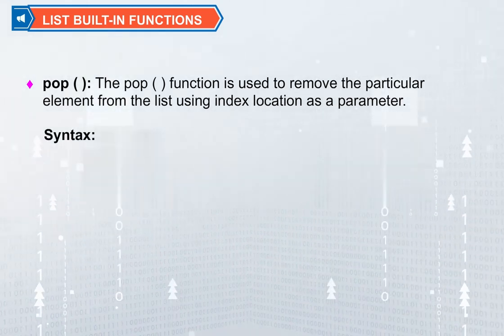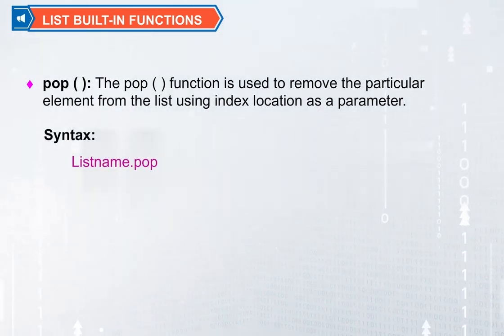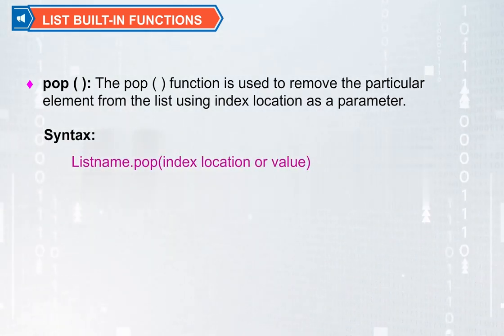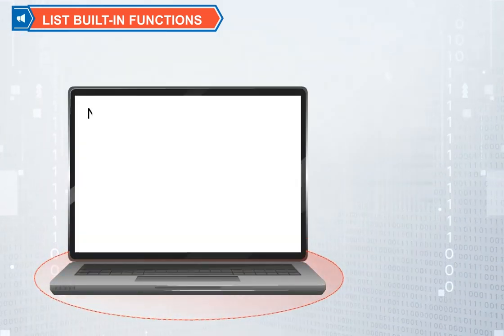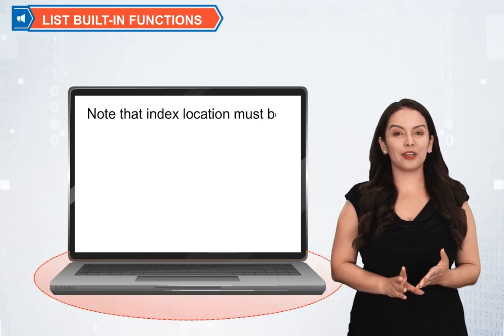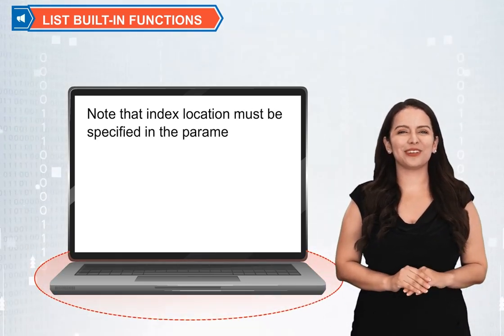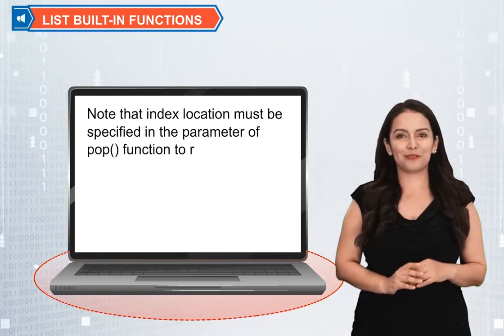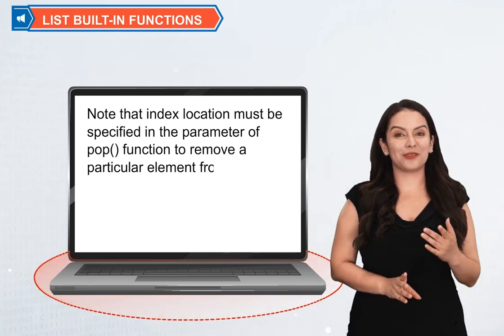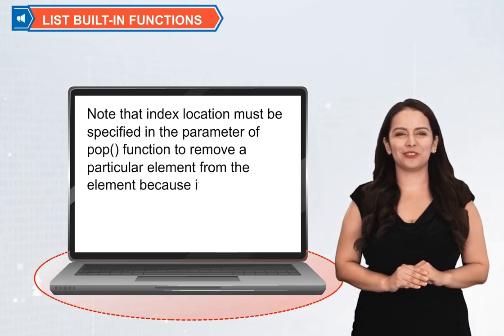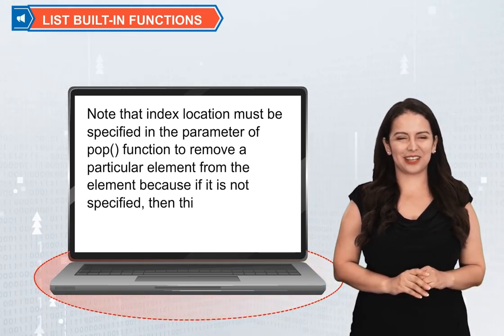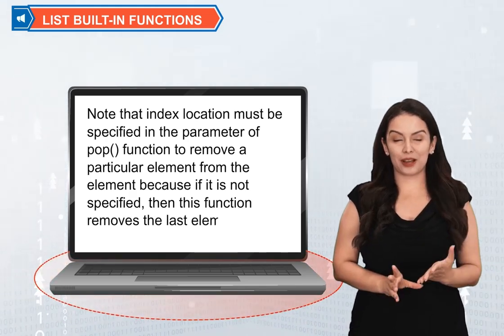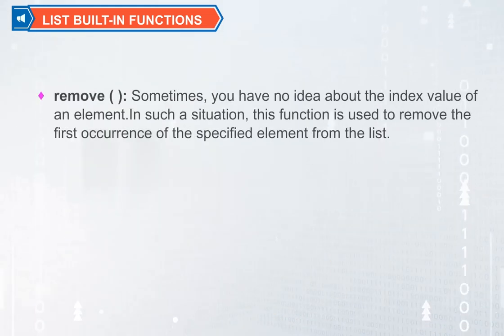Pop. The pop function is used to remove a particular element from the list using index location as a parameter. Syntax: list_name.pop(index location). Program. Output. Note that the index location must be specified in the parameter of the pop function to remove a particular element from the list, because if it is not specified, then this function removes the last element from the list.